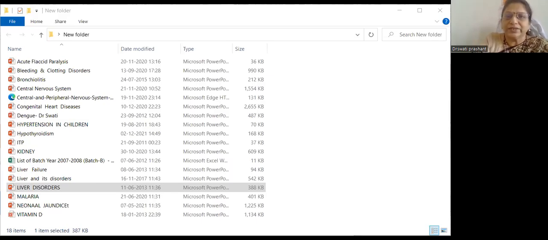Now we'll start with liver disorders like Wilson's disease, liver transplantation, drug-induced hepatitis, and all. So these are the other topics which we will now come across. Wilson's disease is also known to cause lenticular degeneration.